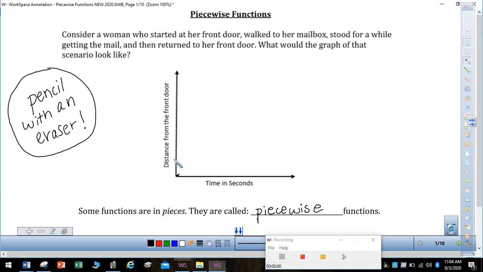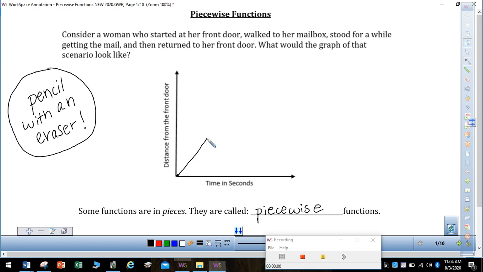So on the x-axis, we've got time in seconds. On the y-axis represents the distance away from her front door. So as she's walking toward the mailbox, time is passing by, so we're moving forward. The distance away from her front door is increasing, so we're going up.